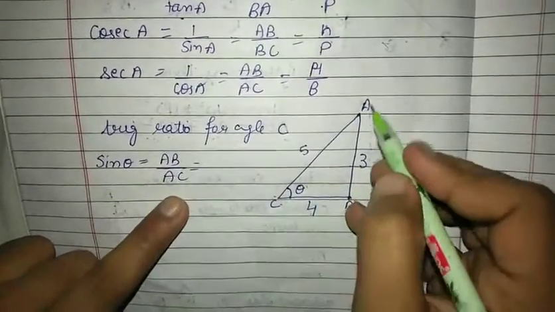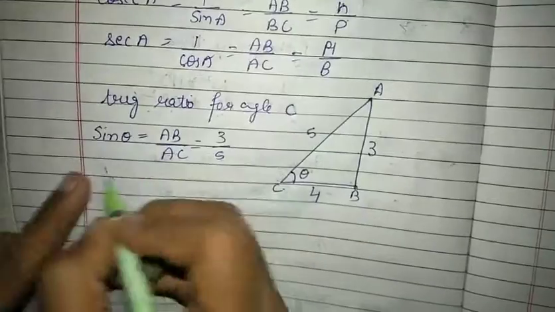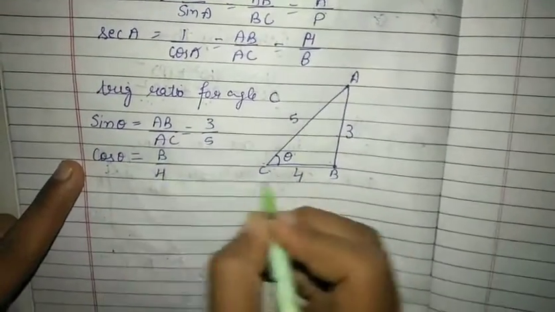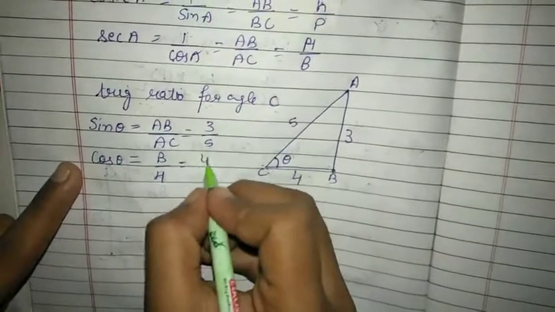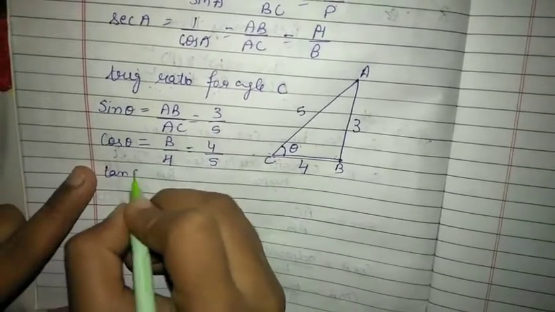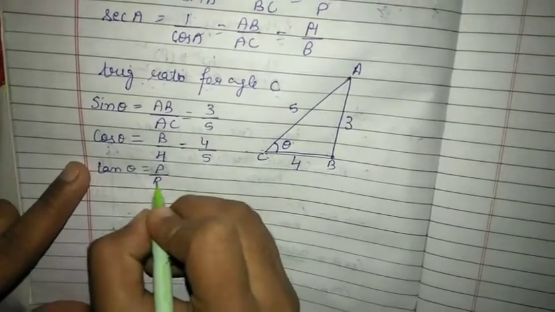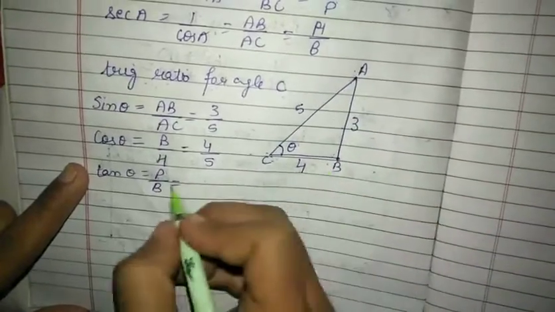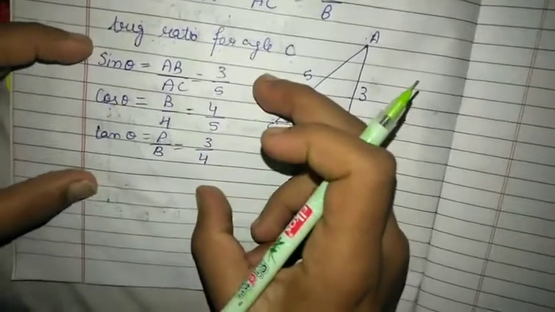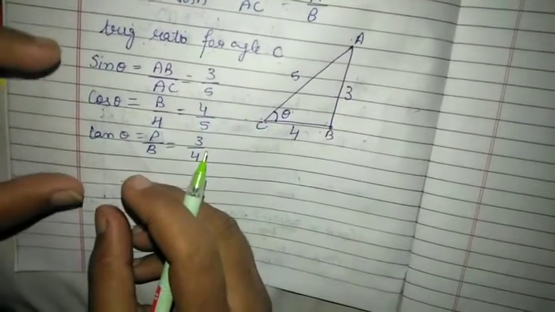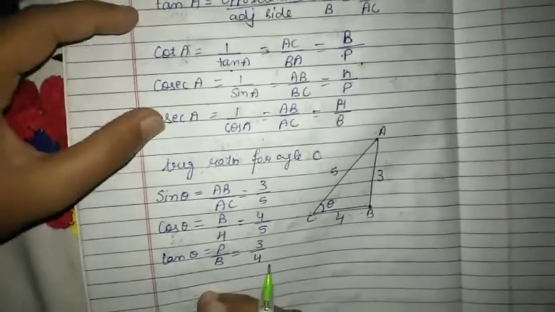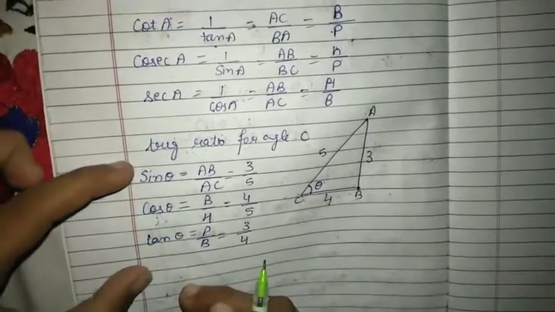So sine theta is AB by AC, 3 by 5, and cos theta is equal to base by hypotenuse. Base is this, 4 by 5, because 5 is the hypotenuse, and tangent theta is equal to perpendicular by base. Perpendicular is AB, equal to 3, and base is BC, 4. So these are the three ratios, and for the corresponding ratios, that is cot, cosecant and secant, you can find these with the help of these three ratios.